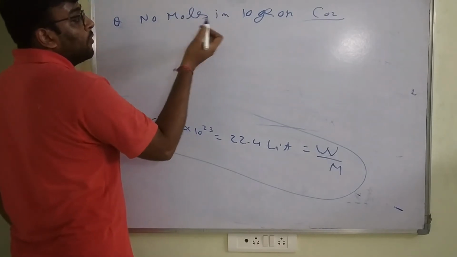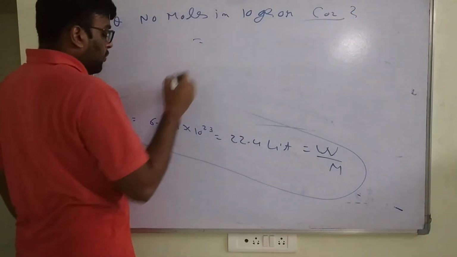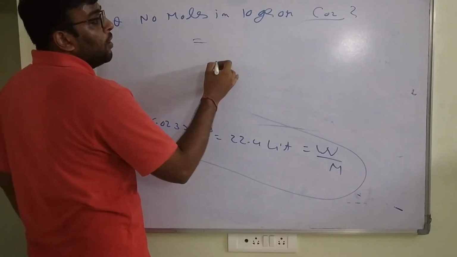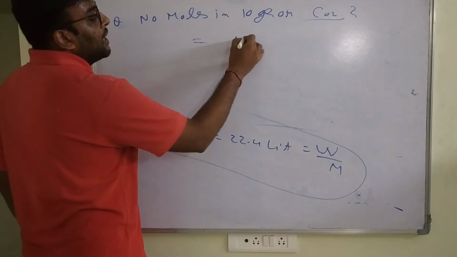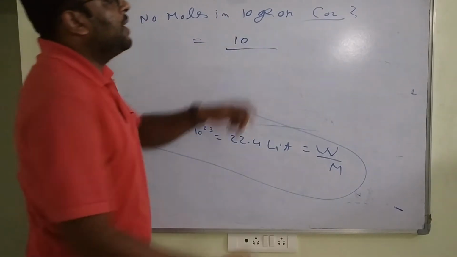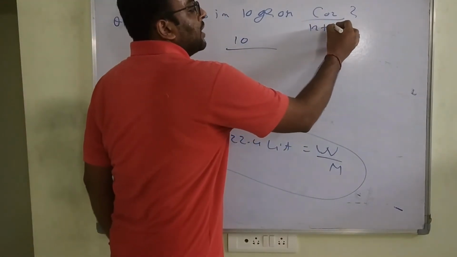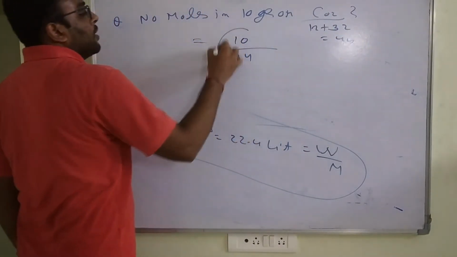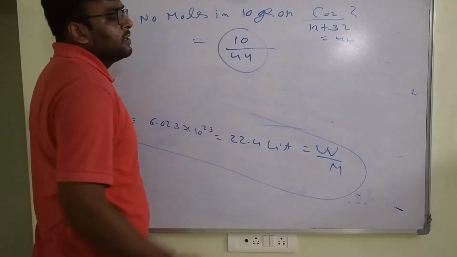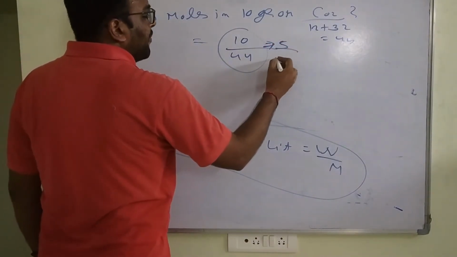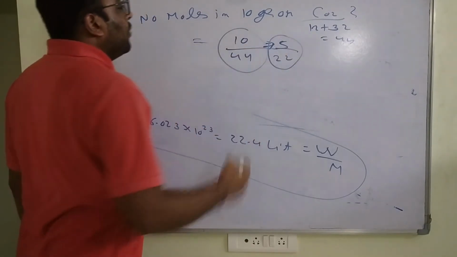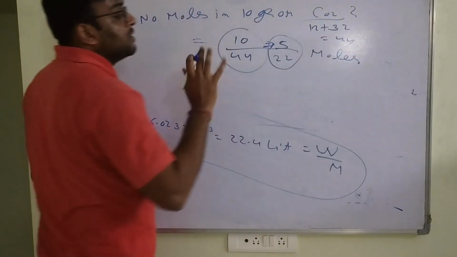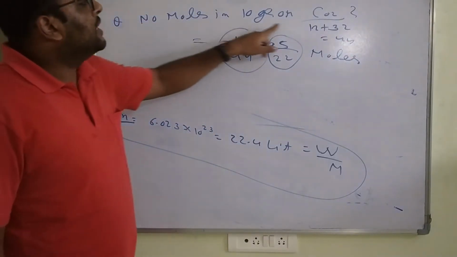How many moles? Number of moles in 10 gram of CO2. Look over here. Number of moles equals weight in gram per molecular mass. We have 10. What is the molecular mass? Carbon has 12, I have already explained. Oxygen is 16 times 2, that is 32. So it is 44. We can solve this: 5 upon 22. 5 over 22 is the number of moles in 10 gram of CO2.